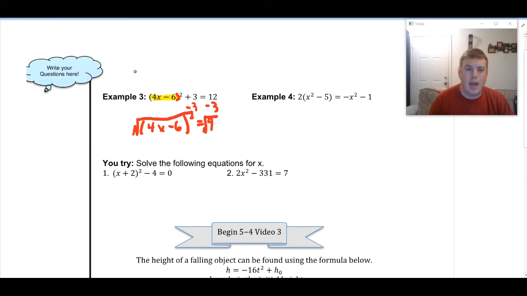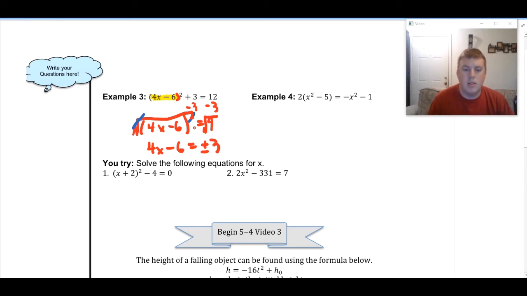So when I do that, that is going to cancel out my square root and my squared term, since those are inverses. And on the left, I'm going to be left with 4x minus 6, and on the right I'm going to get the square root of 9, which is going to be plus or minus 3.